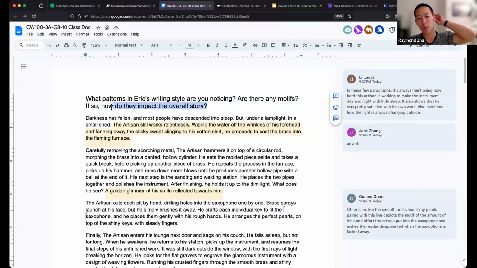But I was asking you, so you told me a pattern, right? You said the artisan's always looking in the saxophone, and then it talks about the light outside. How do you feel like it impacts the story? I think it shows more detail and it focuses on the details maybe. Okay.